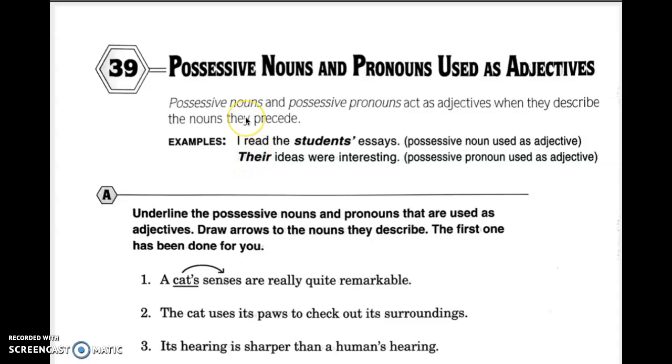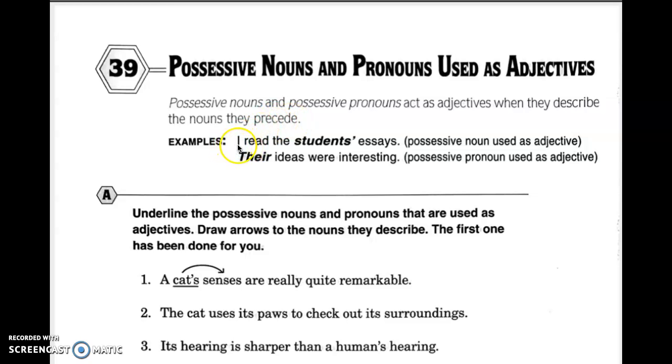Hello. This video is going to be talking about how possessive nouns and pronouns can be used as adjectives. Remember, possessive nouns and possessive pronouns are nouns and pronouns that own something. They possess something. So, they can also act as adjectives when they describe the nouns that they precede.